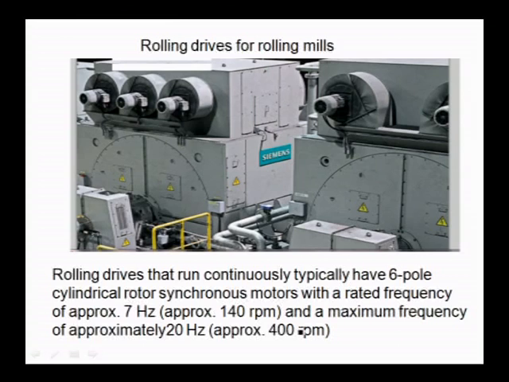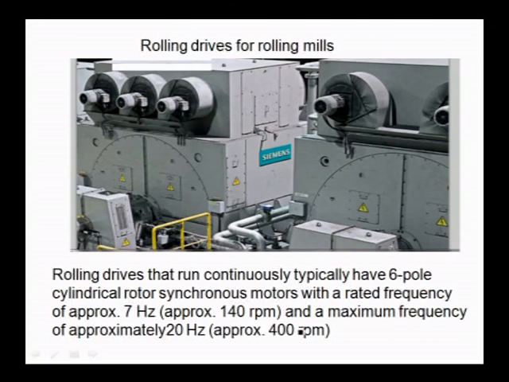See the rated frequency here in rolling drives. That is why I am showing the picture wherein it is practically used in industry. The approximate frequency is 7 hertz. For 7 hertz you can calculate the speed, it is approximately 140 rpm. The maximum frequency is approximately 20 hertz, that is 400 rpm. So, the frequency typically used in cycloconverter applications is 0 to 20 hertz. This you have to remember. Whenever somebody asks about cycloconverters, the frequency range typically used for practical purposes is 0 to 20 hertz.